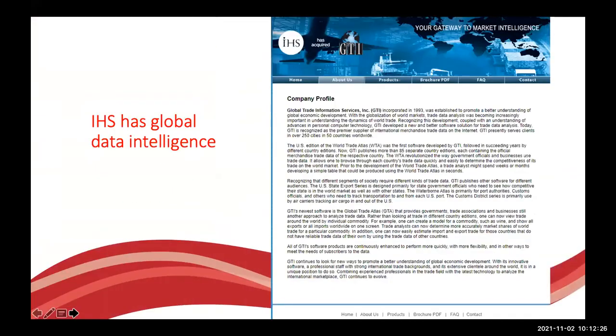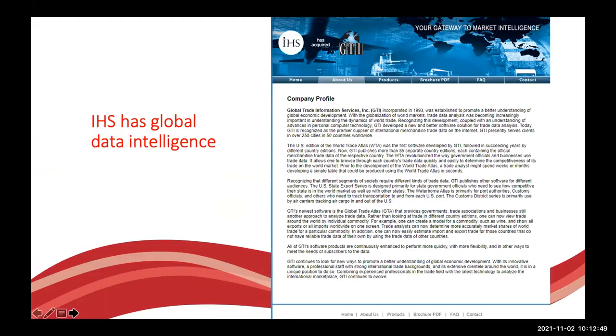IHS, which has basically taken over the Global Trade Information Services, so this has been revamped now. It is also a good source of information and provides insights on value chains, competitive value chains, and so on. So this is another important source of data that you can use.